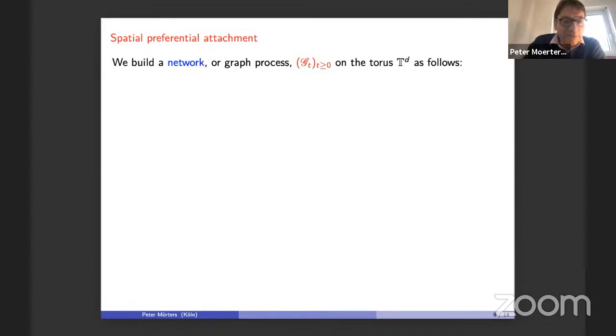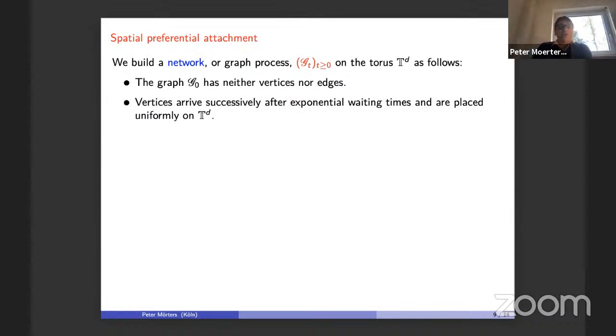So let me just spend one slide on this network. By network, I mean a graph process G_t, where t is a continuous time parameter, and the graphs all live on the unit torus T^d, so that the underlying space is fixed, and the graph grows by points coming in one by one. At time 0, we have neither vertices nor edges, and vertices arrive successively after exponential waiting times, or if you want, like a standard Poisson arrival process, and they're placed uniformly on the torus.